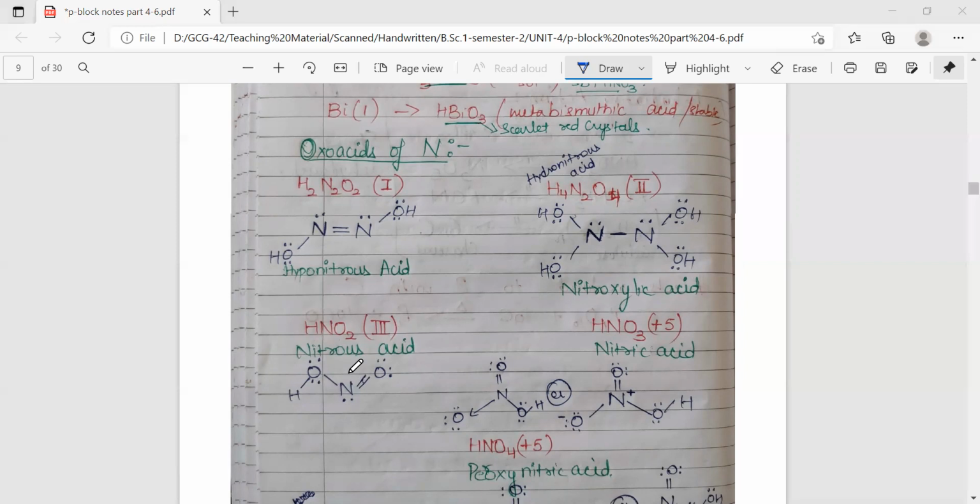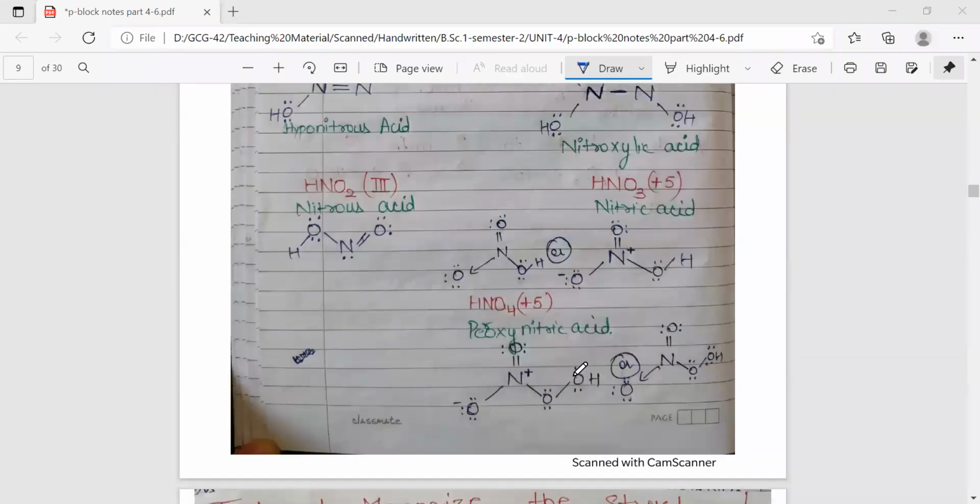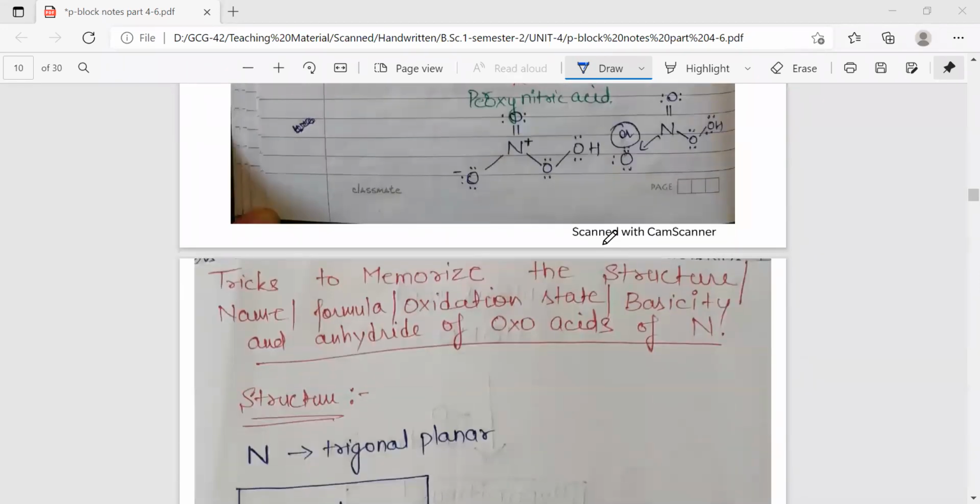Then next we have nitric acid. In case of nitric acid, we have nitrogen in +5 oxidation state. This is the corresponding formula. Next, the last one out of the oxo acids of nitrogen is peroxynitric acid. Here nitrogen is in +5 oxidation state again.